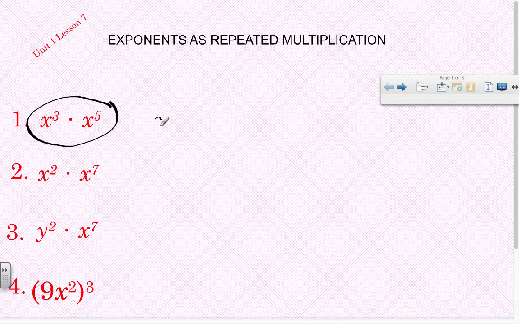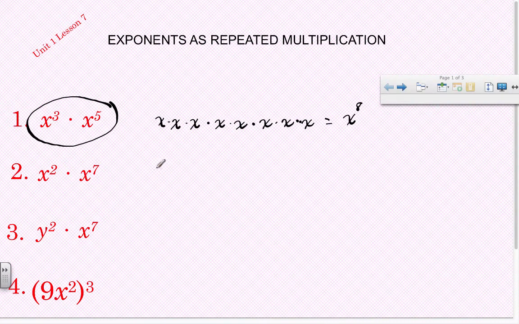Well, x to the third really means x times x times x. Then x to the fifth means x 5 times multiplied together. And now do you see why it's called repeated multiplication? Because I have lots of multiplying, and I'm multiplying, in this case, an x together that many times. So really I have 1, 2, 3, 4, 5, 6, 7, 8 x's being multiplied together. So therefore x to the third times x to the fifth is x to the eighth.